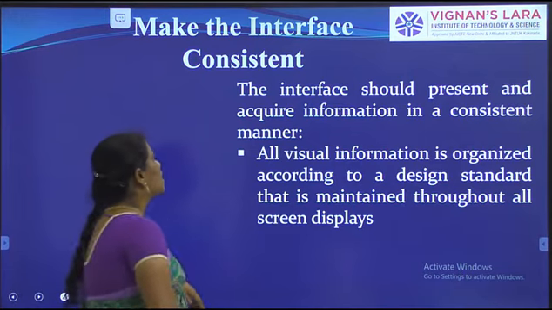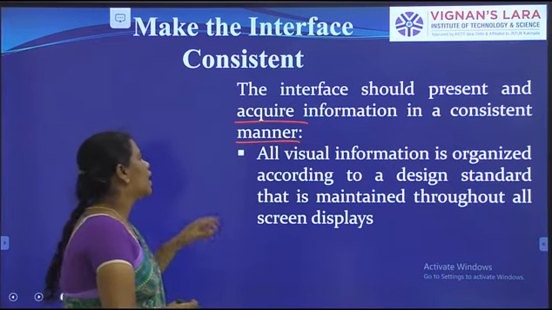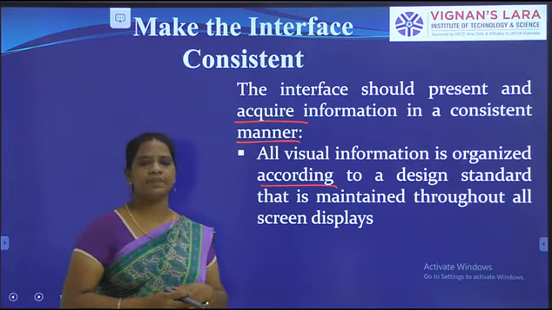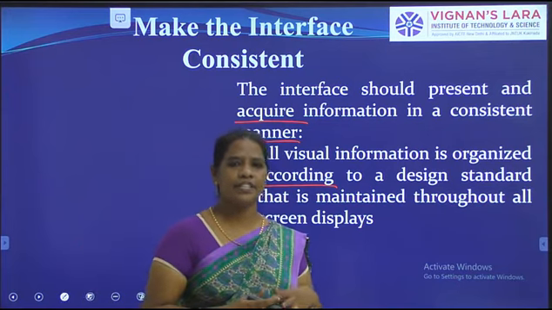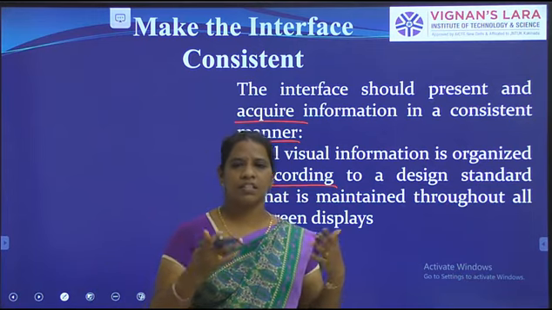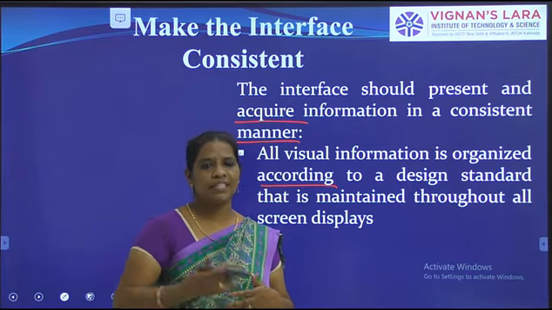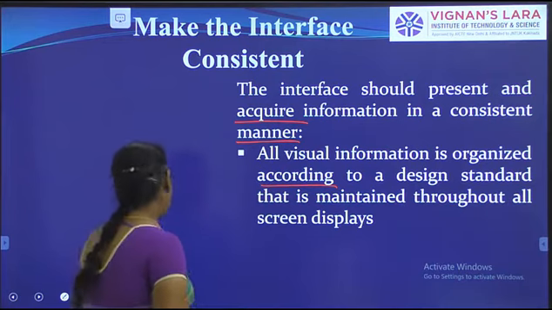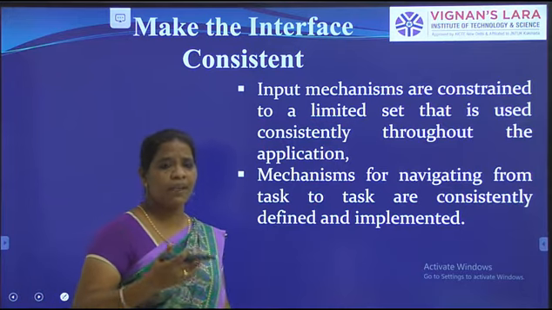So what is that? The interface should present and acquire information in a consistent manner. How? All visual information is organized according to a design standard that is maintained throughout all the screen displays. Whether it is Windows, Linux, an Android phone, or Apple, whatever the software, the screen should be designed according to some rules. And the organization of the information should also be in an organized manner.